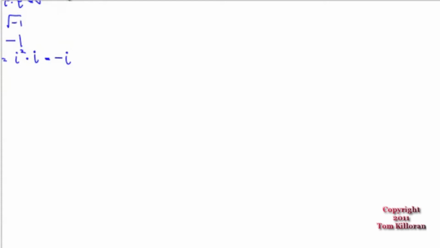What about i to the 4th? Well, that's i squared times i squared, right? Because i squared times i squared is i to the 4th. And i squared is -1, and i squared is -1, and -1 times -1 is +1. All right. What about i to the 5th power?